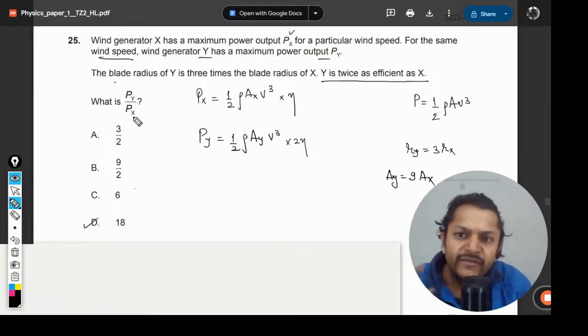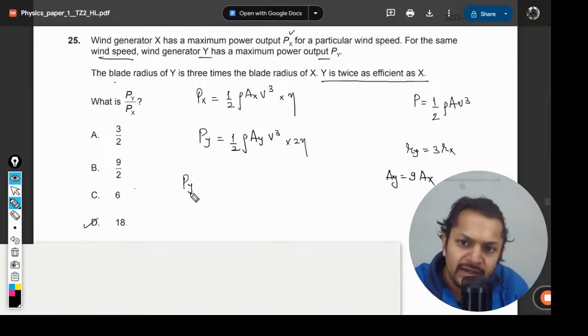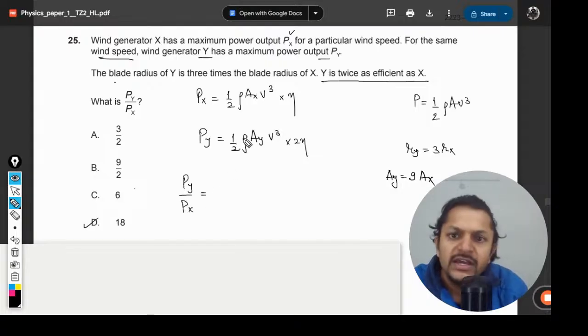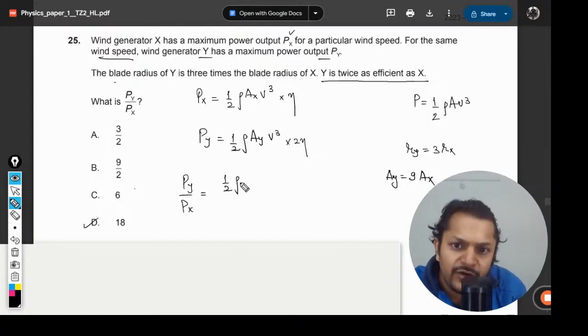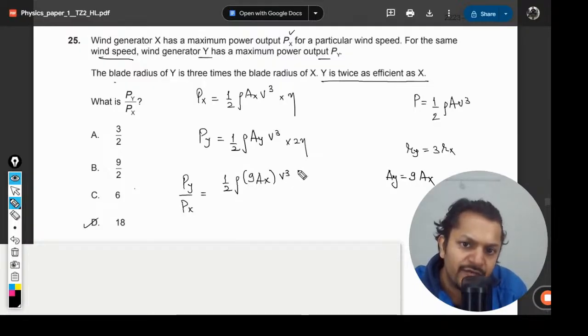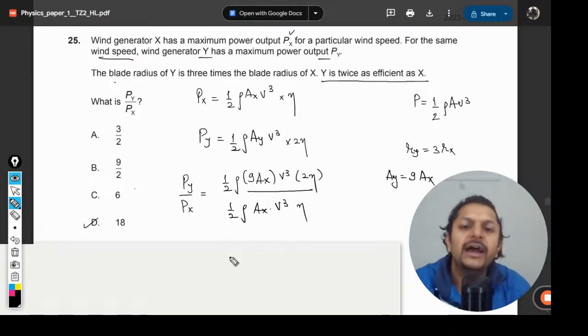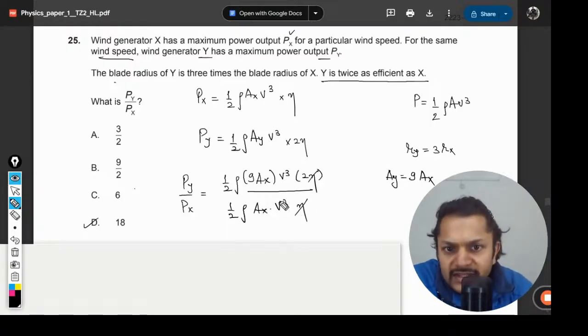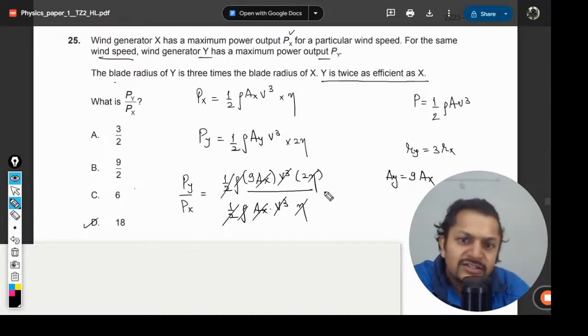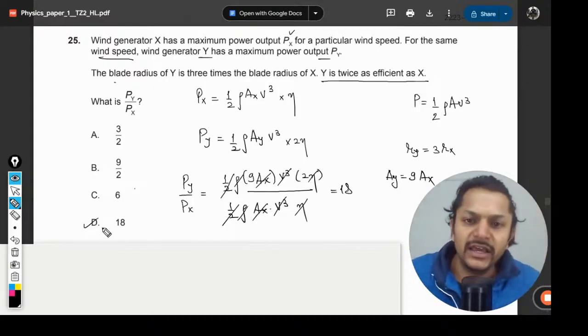Let's see. We are now dividing Py by Px. So Py is half rho, AY can be written as 9 times AX, V cube, twice the efficiency. So that will be half density AX V cube and eta. So eta is getting cancelled, V cube is getting cancelled, all the constant terms get cancelled, and you are getting 18 here. So clearly the answer will be D in this question.